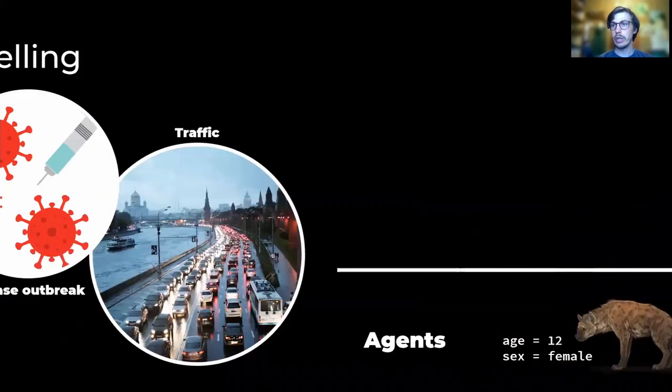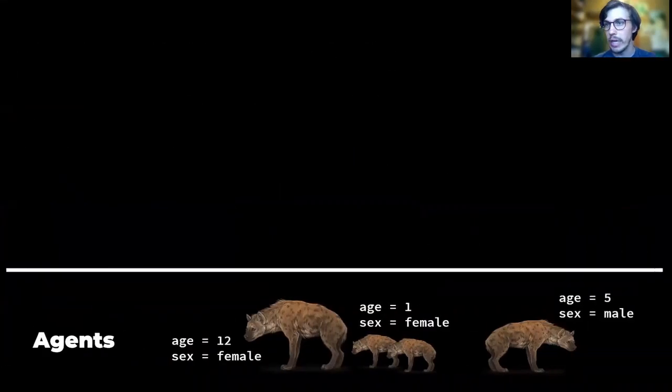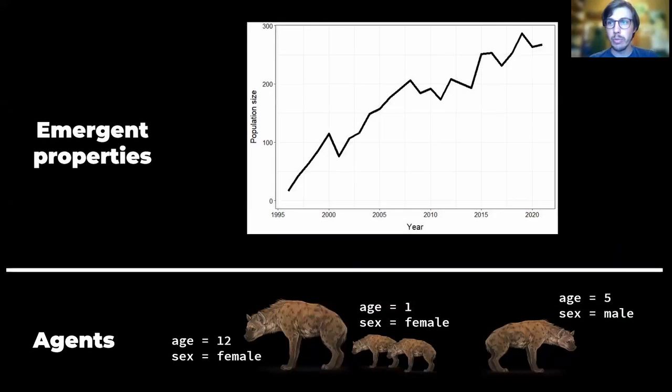So to give a bit more of an example of an agent-based model, let's imagine we have a population of animals. Each one of the individuals in our population would be considered an agent, and they have some attributes like an age and a sex. And we then simulate these agents interacting with one another. And the way the agents interact can be informed by our biological knowledge, what we've observed in the wild. And then after we run our simulation, we're able to observe some more complex emergent properties, say a change in population size over time.